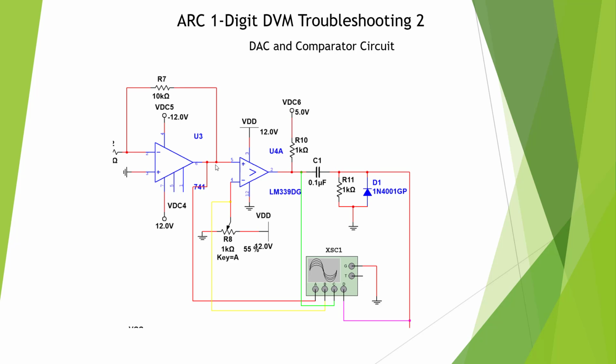This is the first place we'll measure, right here coming out of the DAC, and we should be getting a positive going stair step. Here's our unknown value, and we're going to get a different output from these areas here, but this area here is our differentiator. It's going to produce our spike.